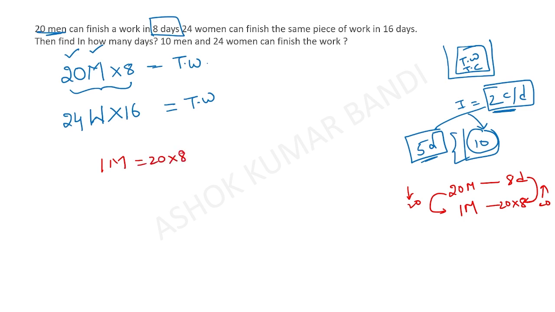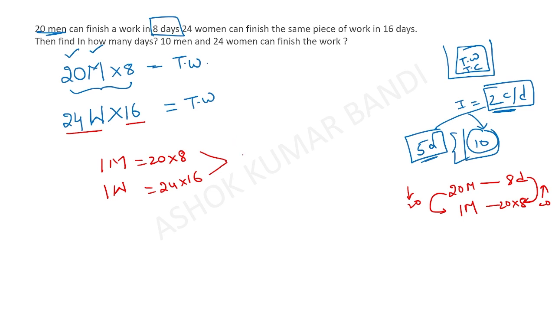Remember, the number of men reduced by 20 times. So the time taken to finish the same packet is going to increase by 20 times. Similarly, if 24 women take 16 days to finish the work, one woman will take 24 into 16 days to finish the work. So now what you need to do is find the LCM for both of them. Find the LCM, then we will continue the problem.